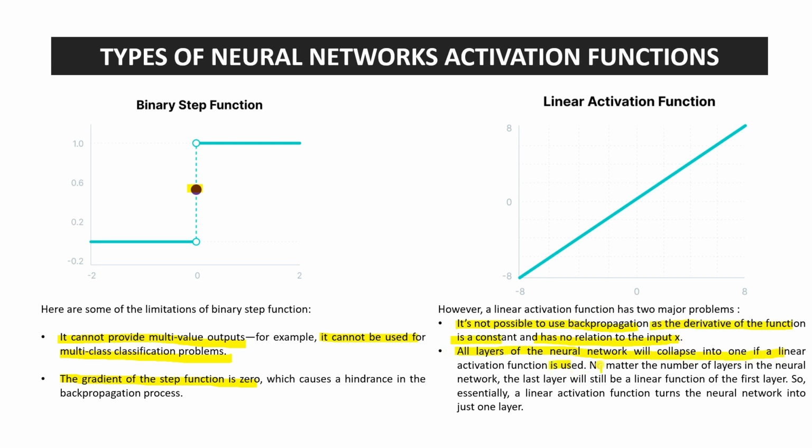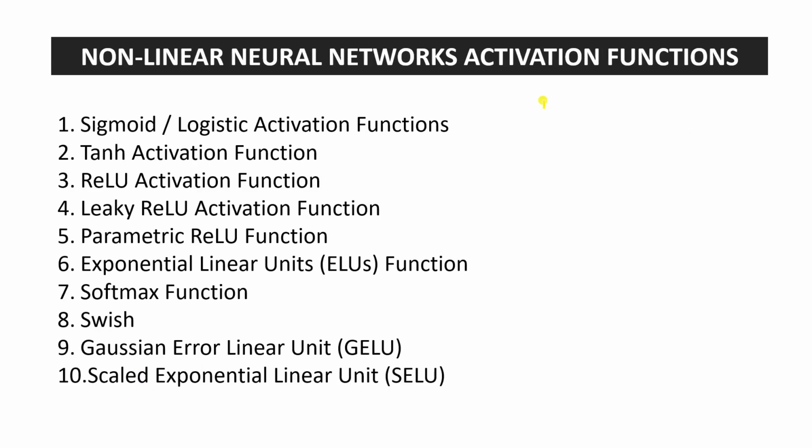Now I'm going to give you one example in Google Colab. You can see why we don't need to use linear activation functions here, and why you should use non-linear activation functions. Those are Sigmoid, Tanh, ReLU, Leaky ReLU, Parametric ReLU, SELU, Softmax, Swish, and GELU. Those are the activation functions that you can use in a neural network. And why? Let's discuss it in Google Colab.